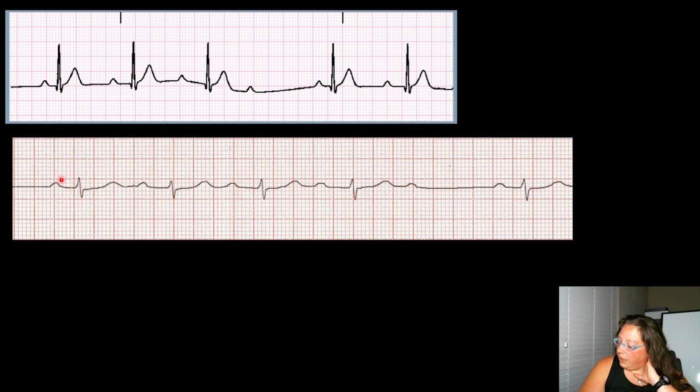So every P wave has a QRS except for one, which means we have a block then. We have the AV node is not letting one of the P waves get to the ventricles. We got to figure out which block it is. Look at the PR intervals. They get longer and longer until finally there's a P wave with no QRS. Winky Bach.